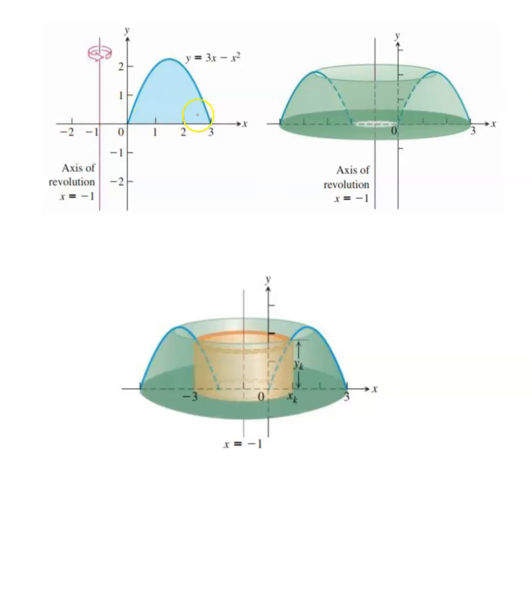So this is going to rotate, and that's what you see here. This is the gap, because you are rotating it away from the axis. If it was with the x-axis, that would look more like a washer situation. But here, because of the gap, this looks like a cake, right? Like a bundt cake, right?